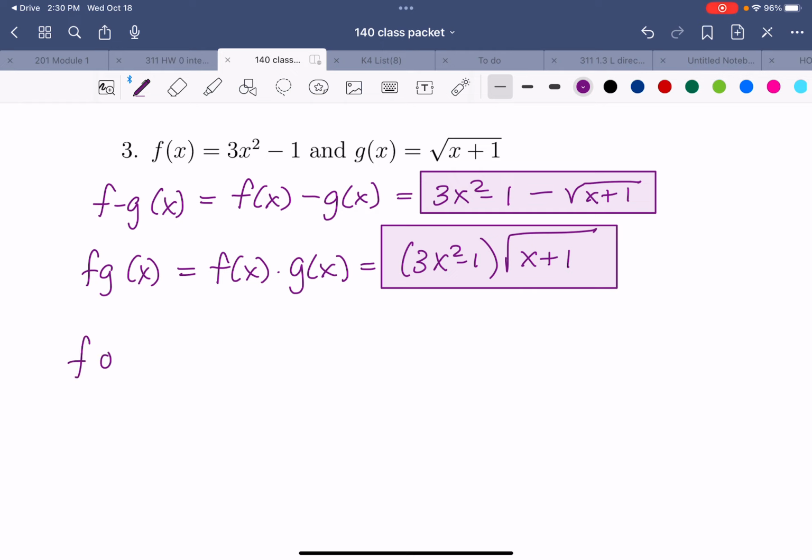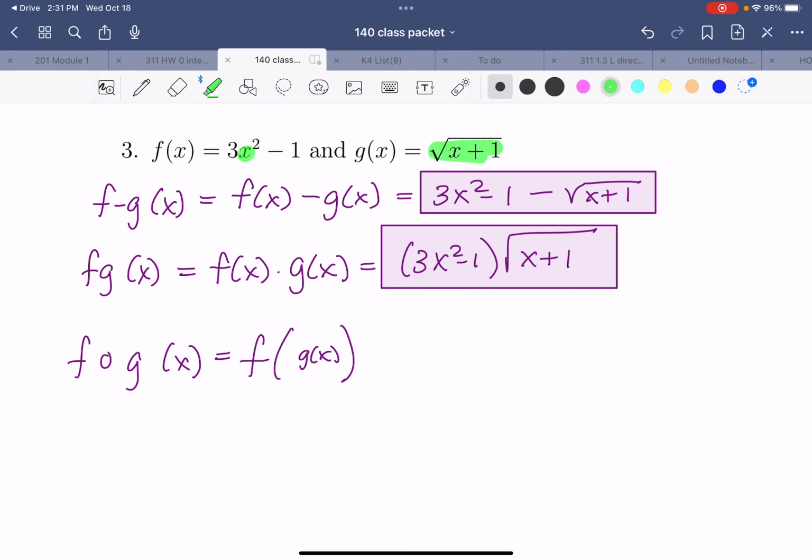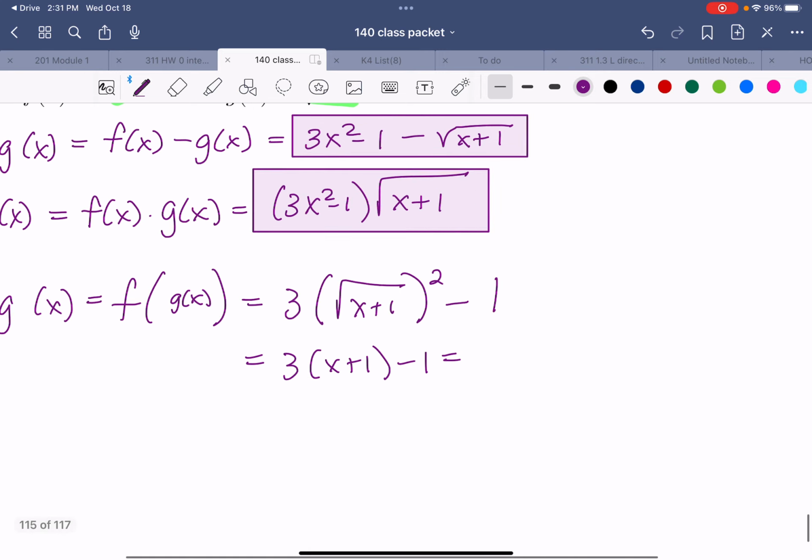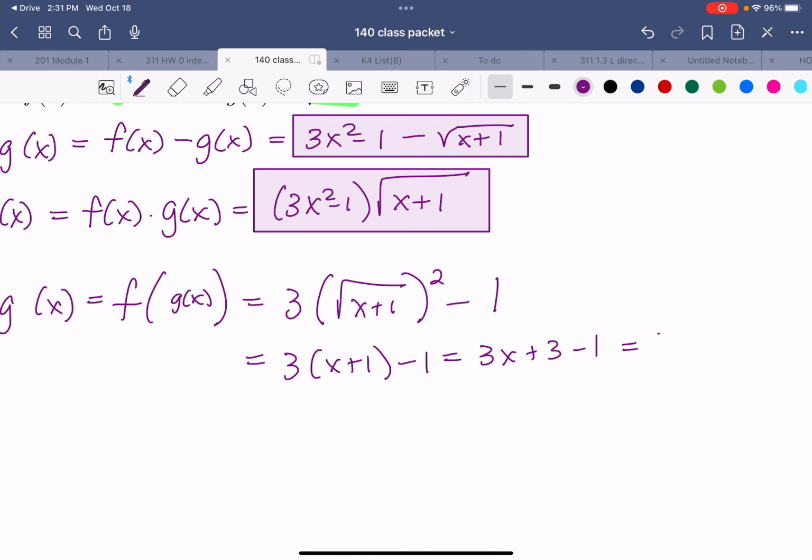Then we want f composed with g of x. So that means we're doing f of g of x. So we're putting g of x inside this x. So that means we're taking 3 and we're taking the square root of x plus 1 and we're squaring it and then subtracting 1. The square and the square root cancel and we get 3 times (x plus 1) minus 1. That will go ahead and expand. So that's 3x plus 3 minus 1 gives me 3x plus 2.